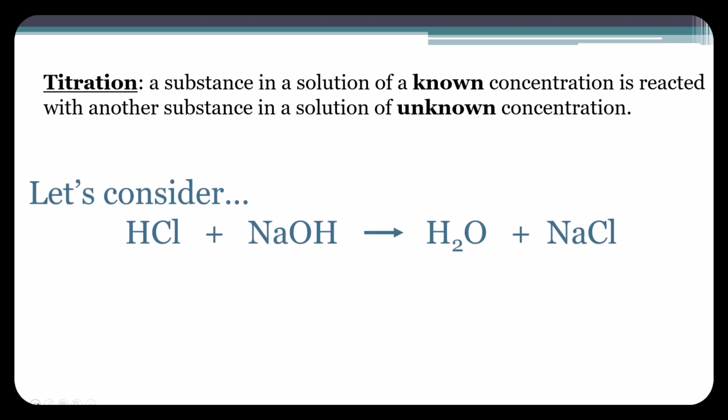For this, we're going to use acid-base reactions. There are other types of titration other than acid-base, but for right now, we're just going to focus on acid-base titrations. So let's take a look at this equation. We're going to react hydrochloric acid with the base sodium hydroxide. Yes, there's products, but we care less about the products, more about the reactants. When it comes to titration, we will know the concentration of one of these, and the other reactant will be the unknown.